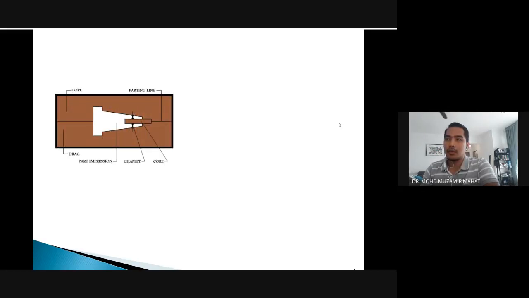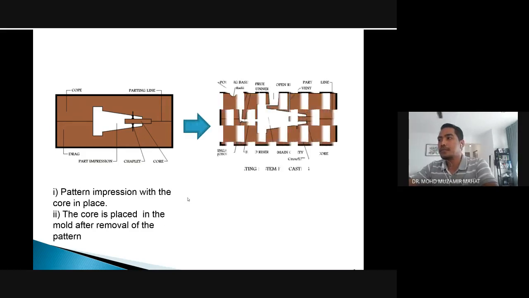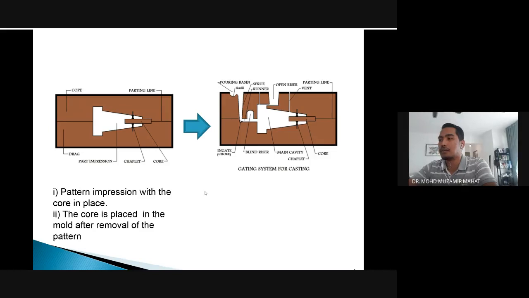And with that, there is another thing that we should consider: the pattern impression with the core in place. Okay, this is the part impression. This is a chaplet to ensure the tightness of the system. The core is placed in the mold after removal of the pattern, and this is what it became after.